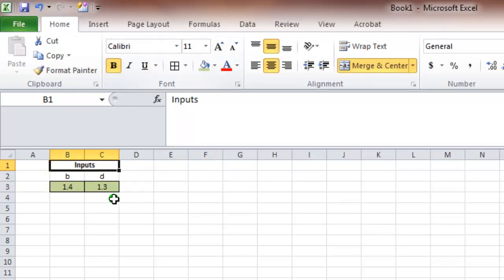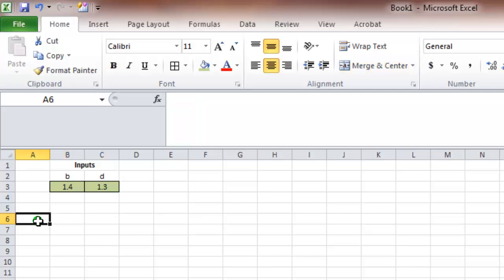Now here's something I want to point out right away. These are rates. These pertain to a population. We all know that an individual cannot have 1.4 offspring, and an individual cannot have 1.3 deaths. These are rates, and we're going to be talking about how we think about these rates as we build our model.